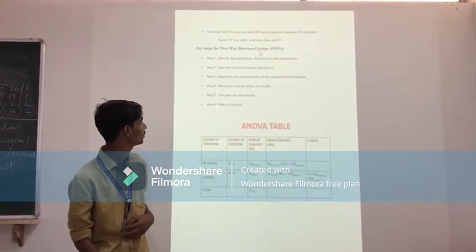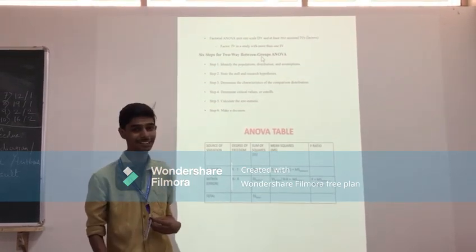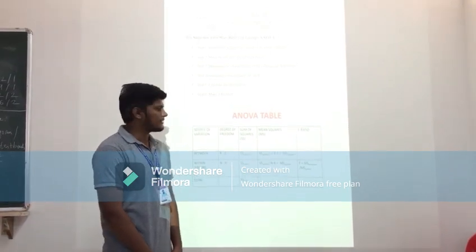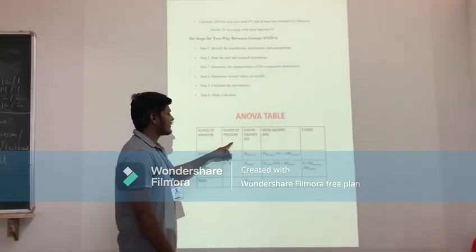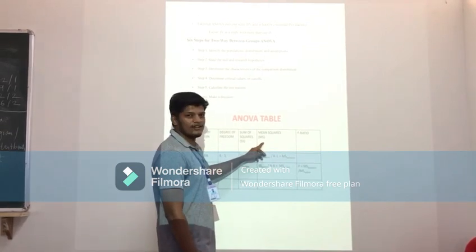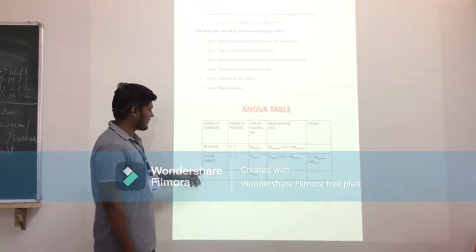Fifth, calculate the test statistics. And sixth, make a decision. Myself Bhushan. I am here to explain one ANOVA table, which is created by 5 columns and 4 rows: source of variation, degrees of freedom, sum of squares, which is called SS, mean of squares, called MS, and F ratio, with between, within error and total.